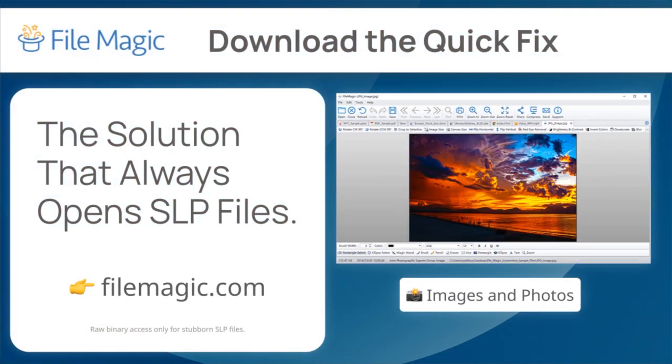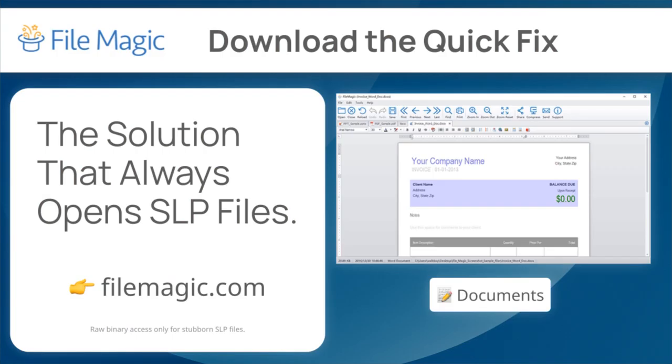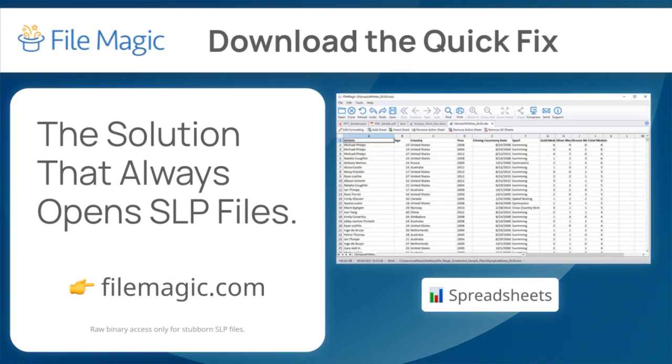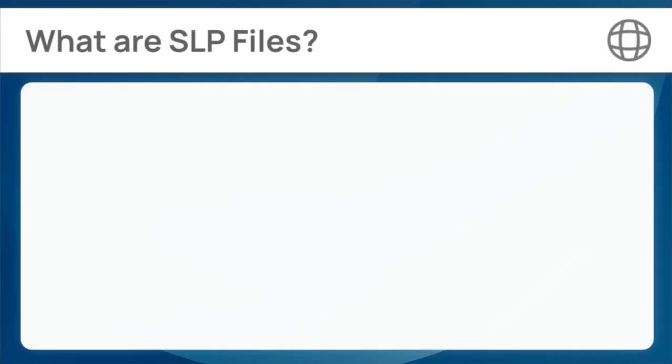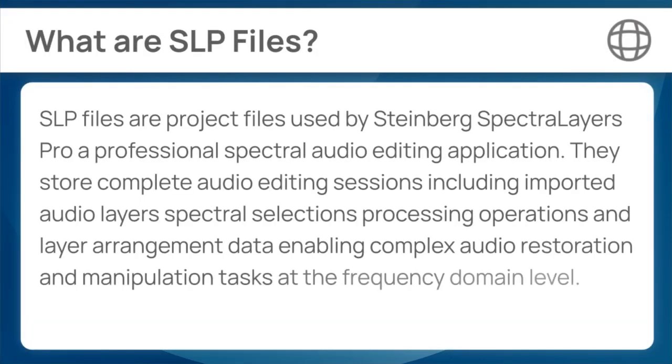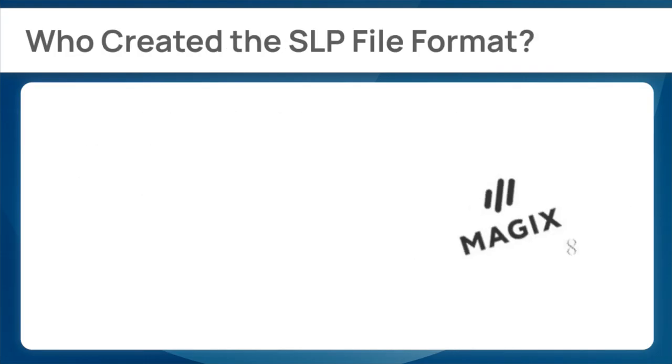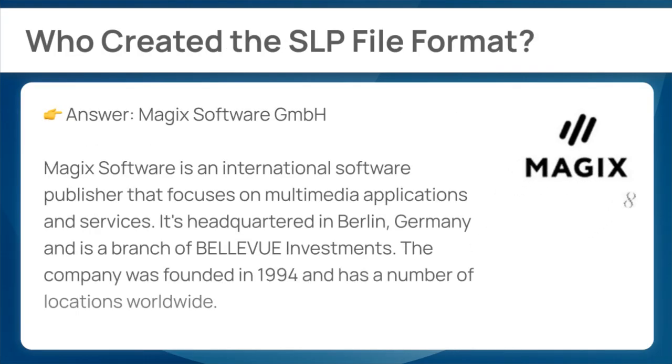This solution is entirely reliant on one powerful SLP file inspection tool that you can use for hundreds of other file issues and formats. SLP files are project files used by Steinberg SpectraLayers Pro, a professional spectral audio editing application. They store complete audio editing sessions including imported audio layers, spectral selections, processing operations, and layer arrangement data, enabling complex audio restoration and manipulation tasks at the frequency domain level.